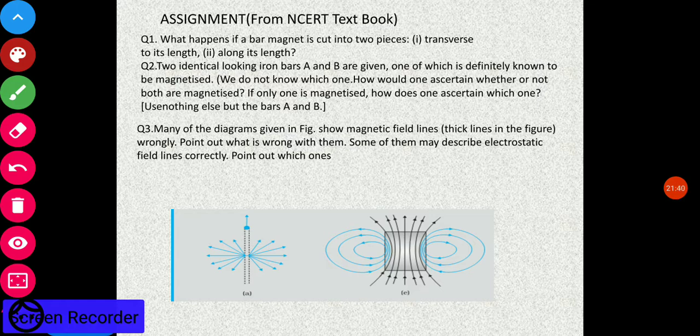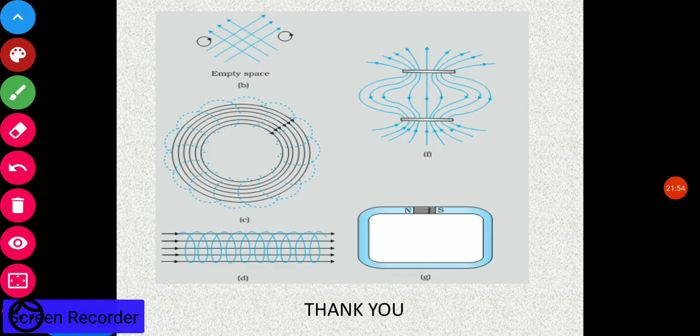Now, these are a few questions for the assignment. These questions are taken from the NCERT textbook. Try to find the answers. These are conceptual questions only. So try to find the answers to these questions, and if you have any problem, you are free to discuss with me at any time.